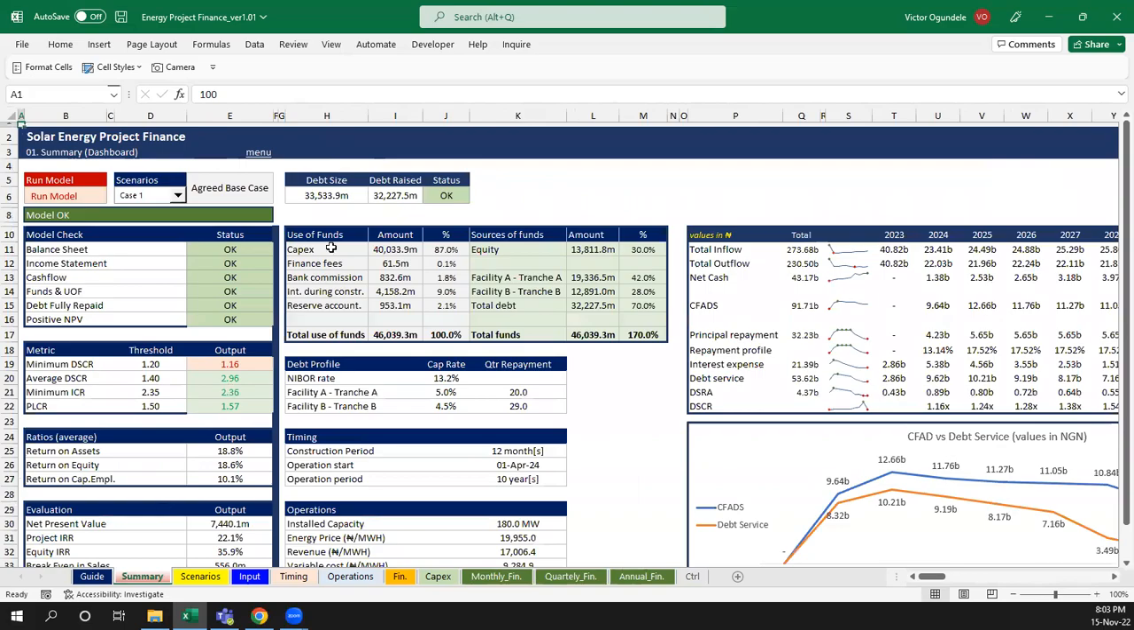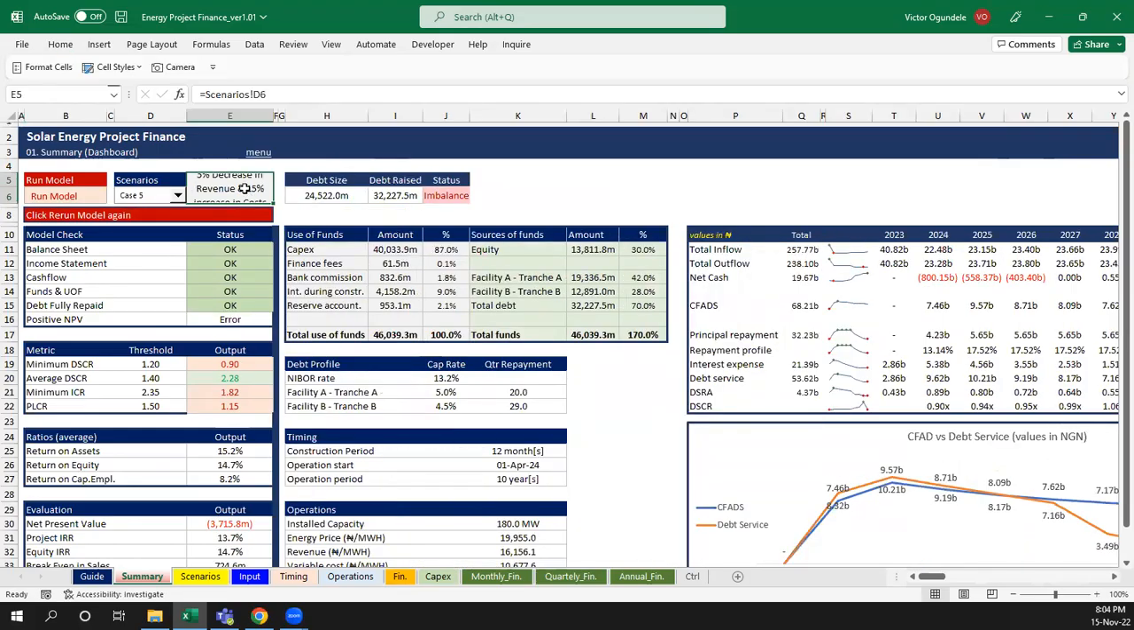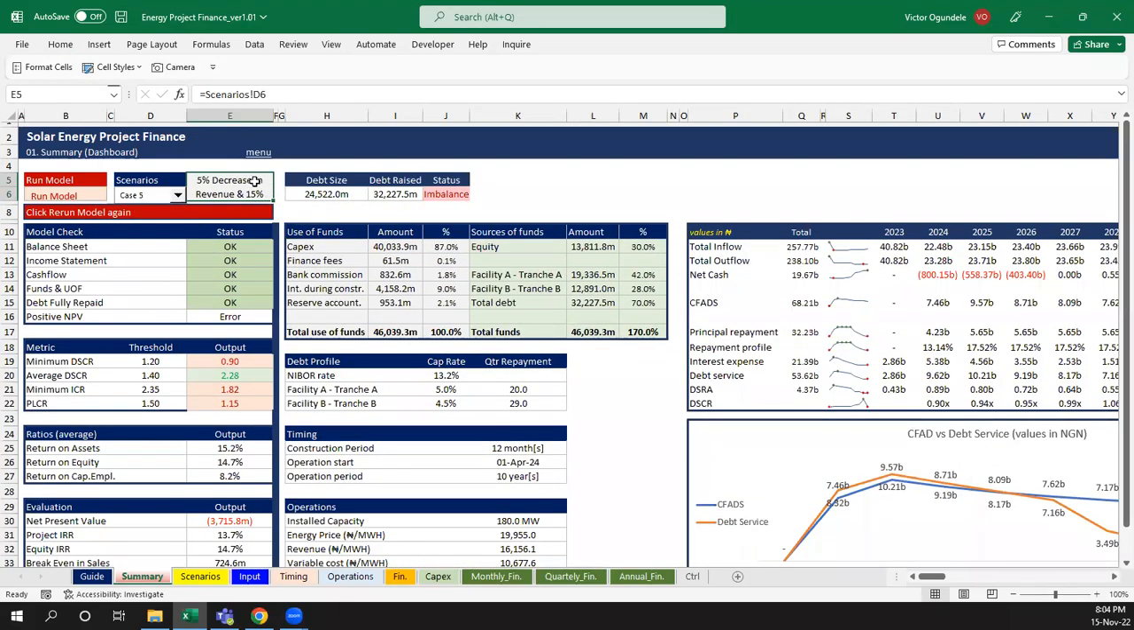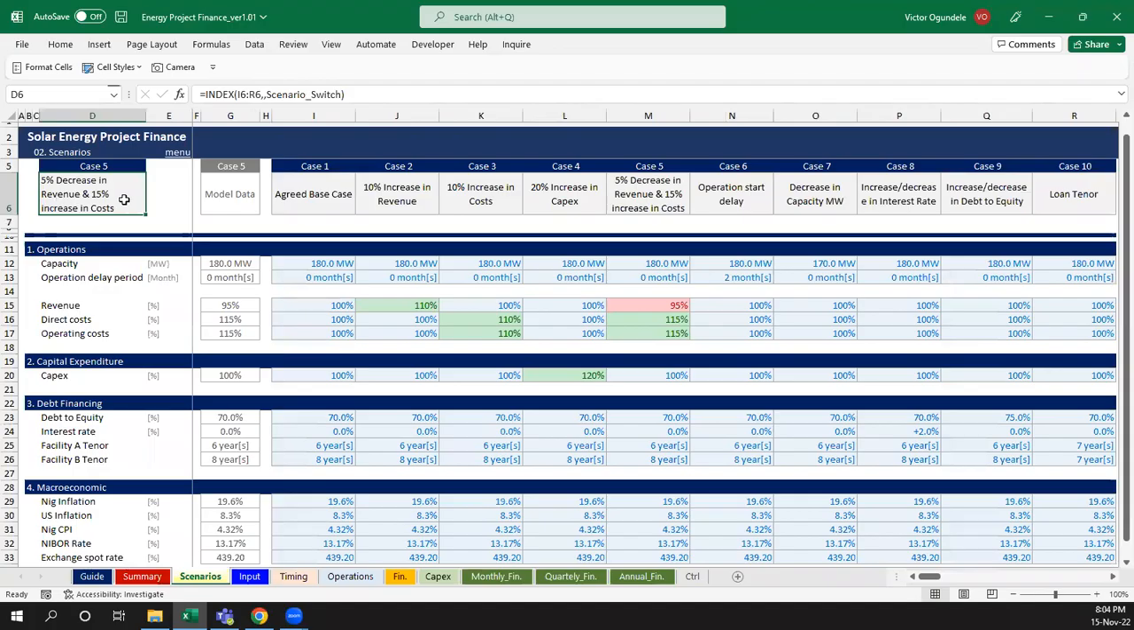So if I go to my summary, which is more like the main summarized page, and I click on, let's say, scenario five. So if I select case five, so what happened is this. Case five, what do we have? Let me expand this very well so that we can see it. So we're saying 5% decrease in revenue and 15% increase in costs.